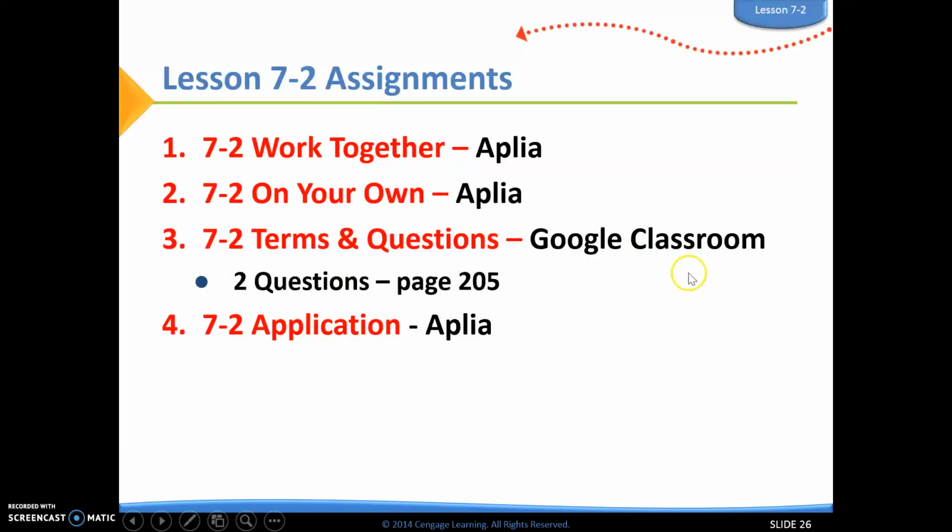And now what we're going to do is head over and do our 7-2 work together in Aplia, and I'll meet you over there.